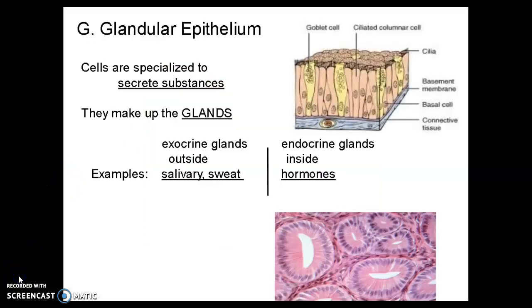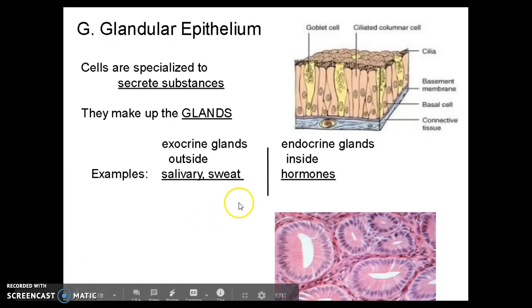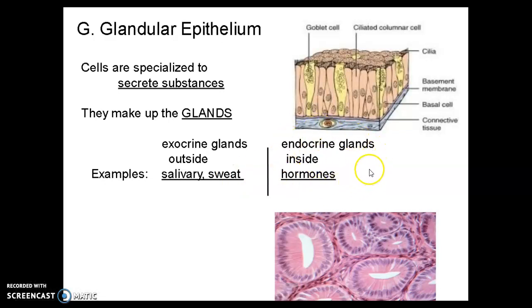Lastly, we have glandular epithelium. Glandular epithelium can be any shape, but the one thing that all glandular epithelium has in common is that these cells are specialized to secrete stuff and they make up glands. So you can have exocrine glands that secrete stuff outside your body, such as your salivary glands and your sweat glands, or you have endocrine glands inside your body that secrete hormones.